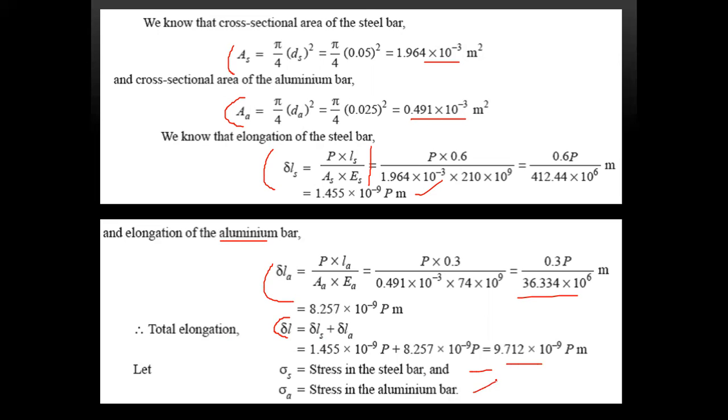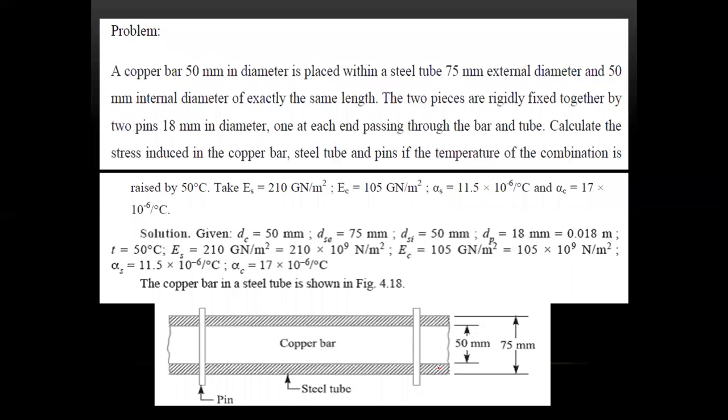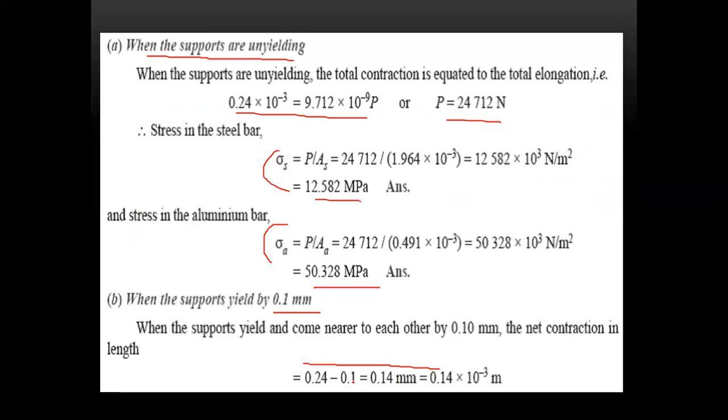Now find the stress in the steel bar and aluminum bar. Whenever we find the stress in the steel bar and aluminum bar with unyielding supports, the formula is this one. Therefore the force is this. Then the stress in the steel bar, sigma S, is equal to this one. Similarly, the stress in the aluminum bar is equal to this one. When the supports are yielding by 0.1 mm, consider this, so that you get the yielding. Whatever information you got, at 0.10 mm, the net contraction in the length is 0.2024 minus 0.1, that is this one.